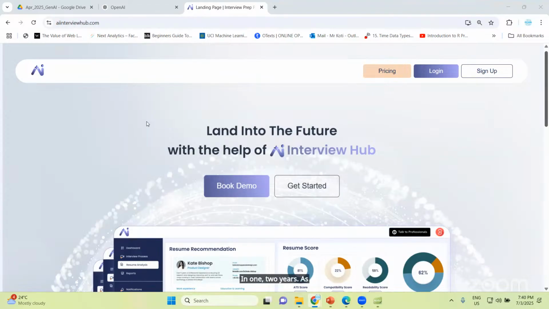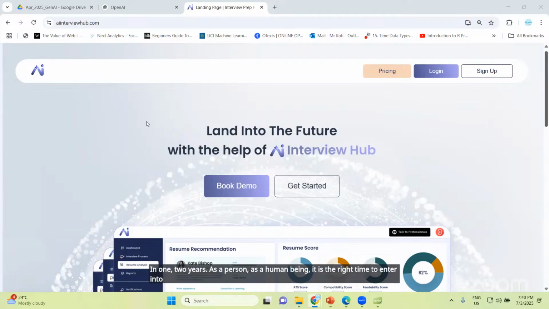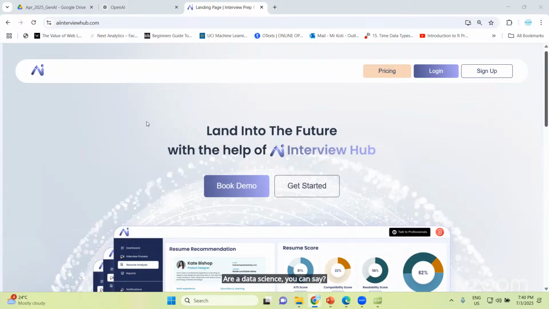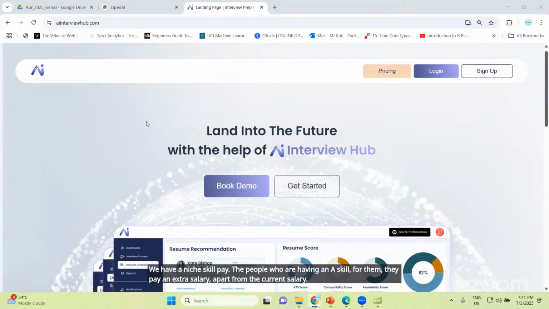As a human being, it is the right time to enter into Gen AI, data science, or agentic AI. Wherever you learn the course doesn't matter to me, but this is the right time to enter. It is a very niche market. When I joined my first company, we had a niche skill pay: people with a niche skill were paid extra salary apart from the current salary, every quarter 1 lakh, 2 lakhs, like a bonus. The same thing is going to happen for Gen AI also.